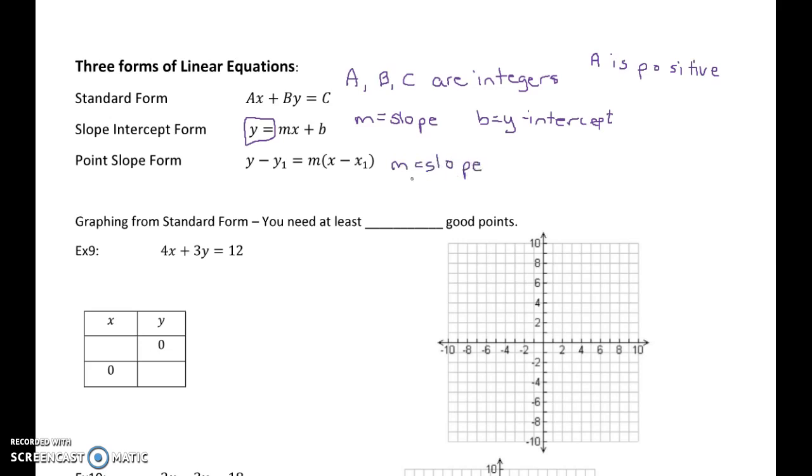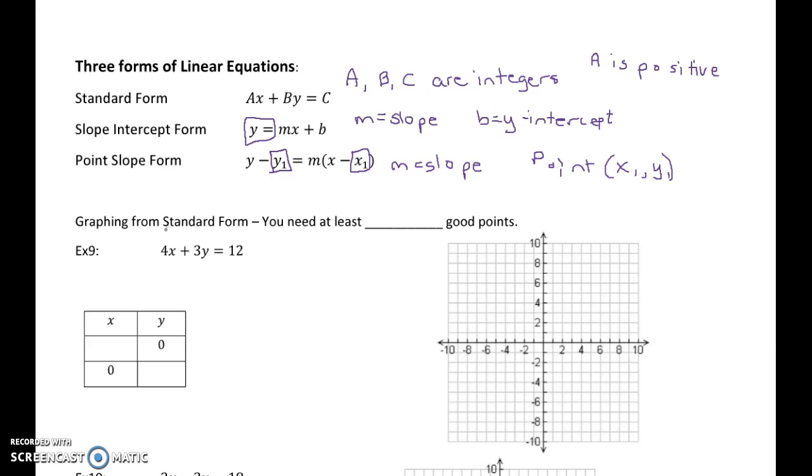And the x1, y1 is where students get a little confused. So the y with the little subscript 1 and the x with the little subscript 1 go together as any point on the graph. It doesn't have to be an intercept. It doesn't have to be any particular point. Sorry, handwriting's rough. So x1 and y1 is any point on the graph. So any point you have and the slope, you can create what we call point-slope form. And we'll look at that more again later in the chapter.